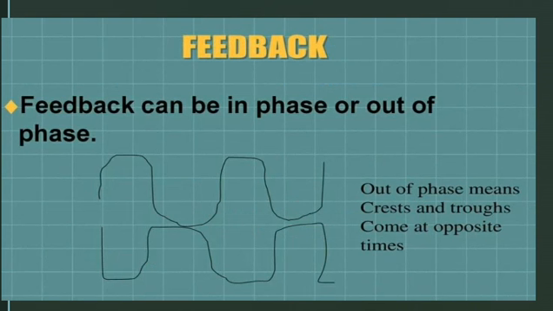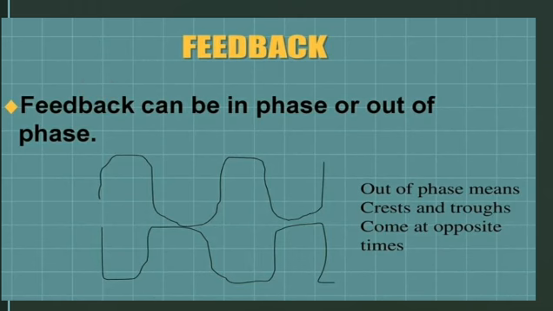Now come to feedback. Feedback is used in the oscillator circuit. Now what is feedback? Feedback can be in phase or out of phase. So this is the input signal, and this is the output signal. See, this is the phase shift, or out of phase by 180 degrees. Out of phase means the crest and trough come at opposite times. That is out of phase.